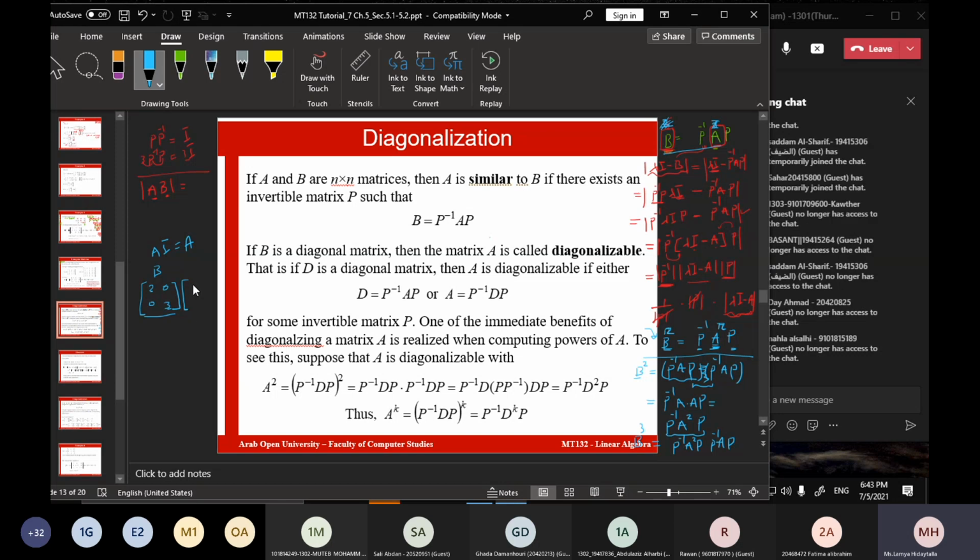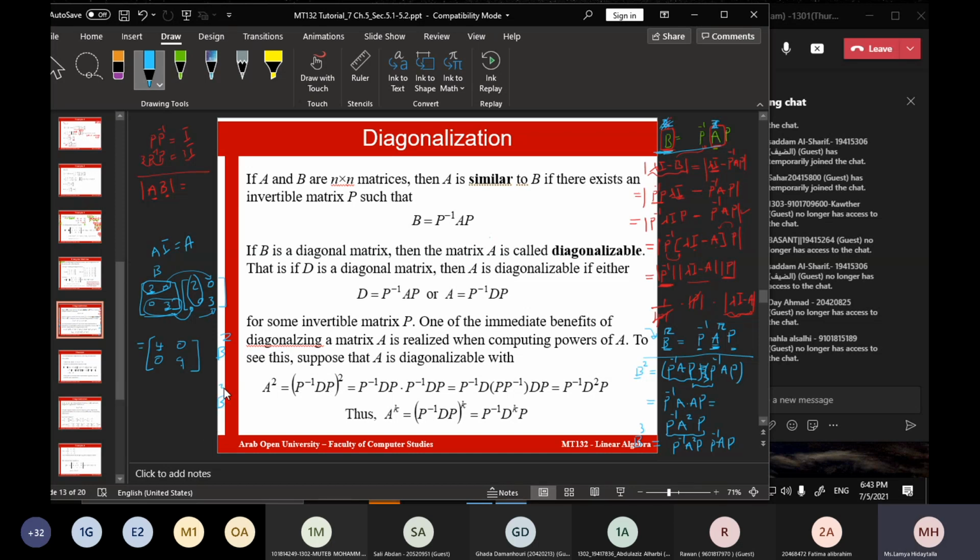B square means B times B. So 2, 0, 0, 3 times 2, 0, 0, 3. If you multiply it, we multiply the row times the column like that. So what will you end up with? 2 times 2 is 4 plus 0, 4. And then when you multiply here, it's going to be 0. And again here, 0: 2 times 0 plus 3 times 0 is 0. And with the last one, 0 times 0 plus 3 times 3 is 9. Actually, if you have a diagonal matrix, then you can find B square easily. This is your B square. Just square the numbers, 2 and 3: here 4 and 9. You got the idea?